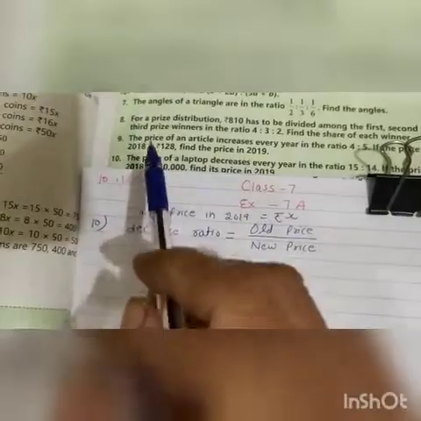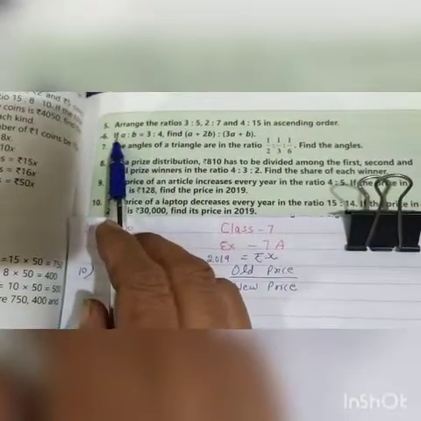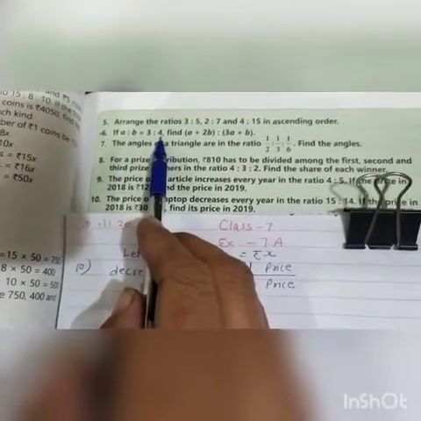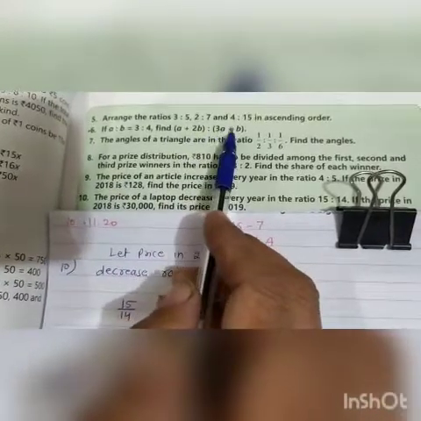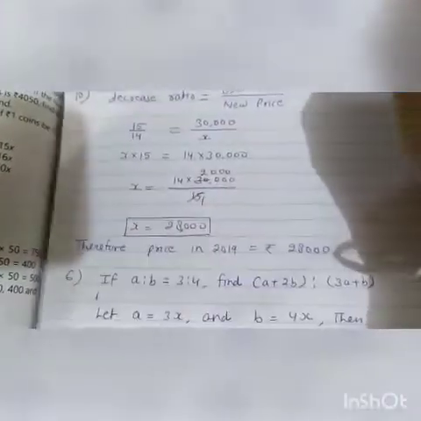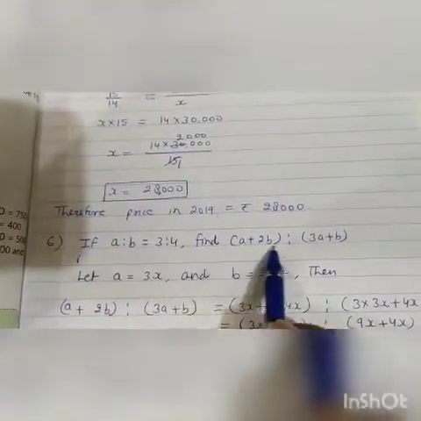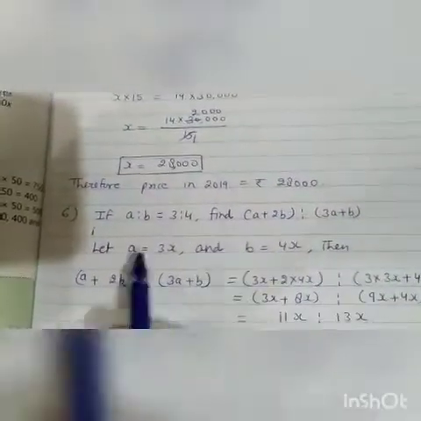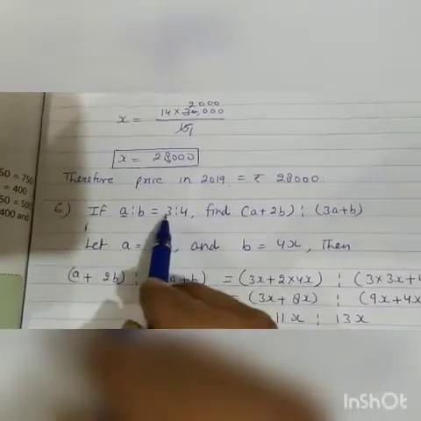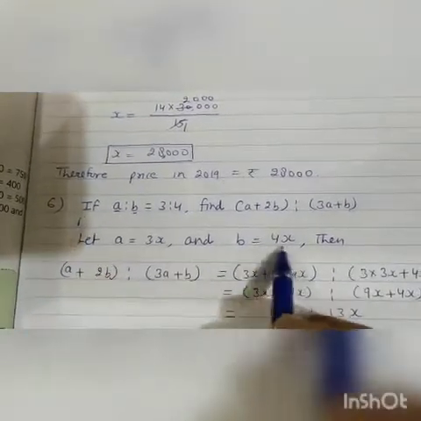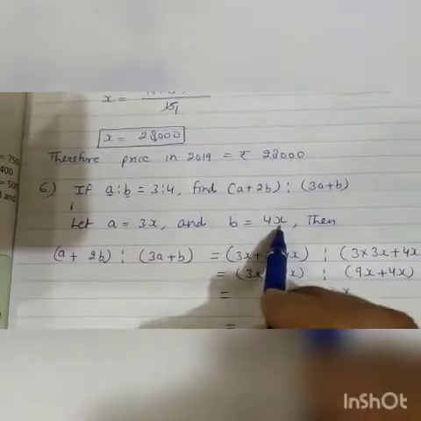Now students, come to question number 6. We left it earlier. If A:B is equal to 3:4, find A plus 2B ratio 3A plus B. See, if A:B is equal to 3:4, we have to find the value of this expression. Let A be equal to 3x. Here we will take A as 3x and B as 4x.